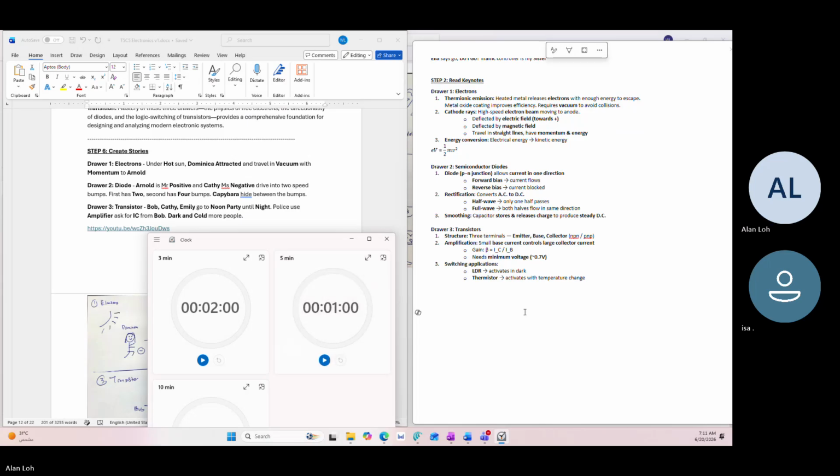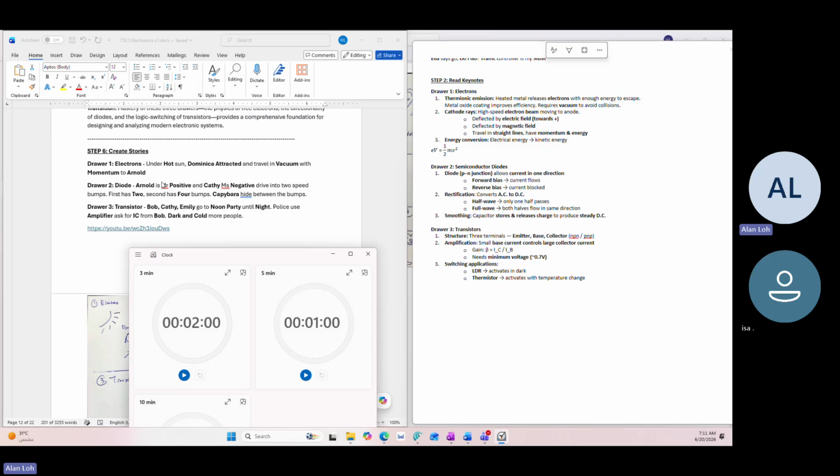All right. I hope you are able to achieve that feeling that you now understand way more than 1 hour ago when you started reading this, right? Now let's go to step 6. Step 6 is the story for each drawer. Now, let me tell you the story that I created. You can create your own story as long as it makes sense to you, right?